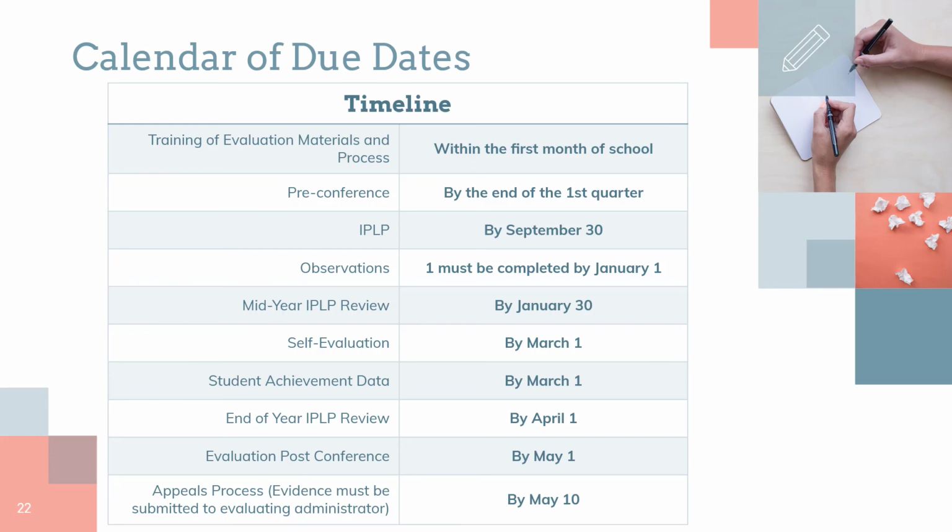The self-evaluation is due March 1st, and student achievement data is due by March 1st. The end of the year IPLP review is due by April 1st, and secondary student achievement data is also due by April 1st. Evaluation post-conference by May 1st. The appeals process must be submitted to an evaluating administrator by May 10th.